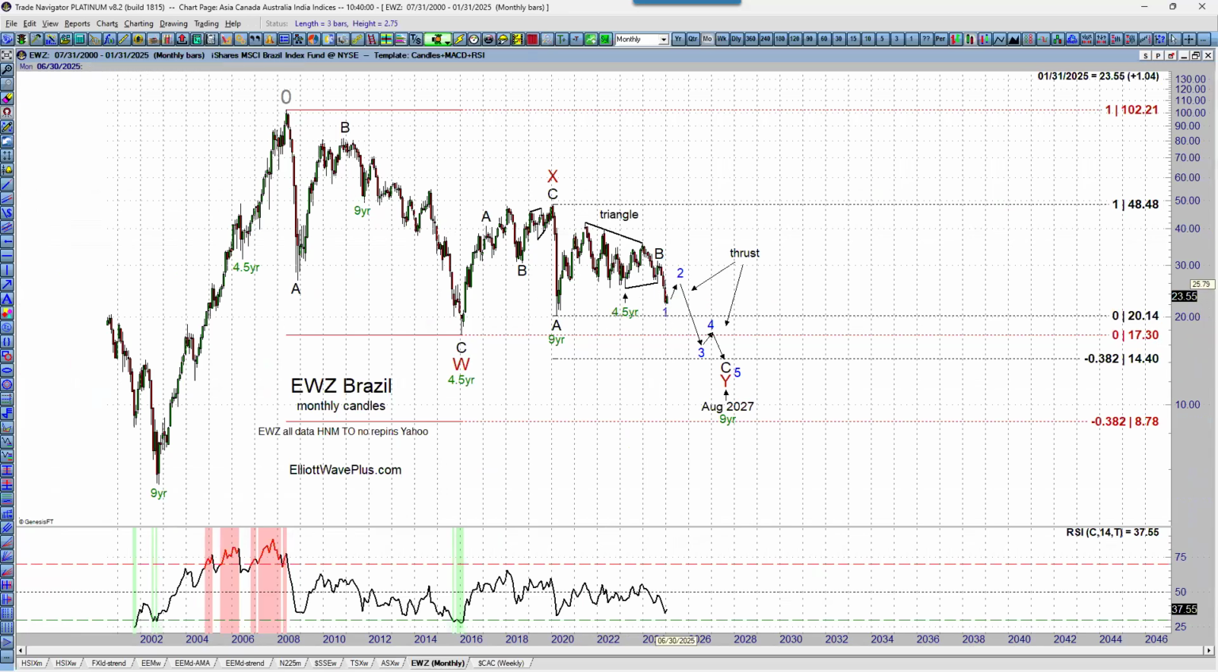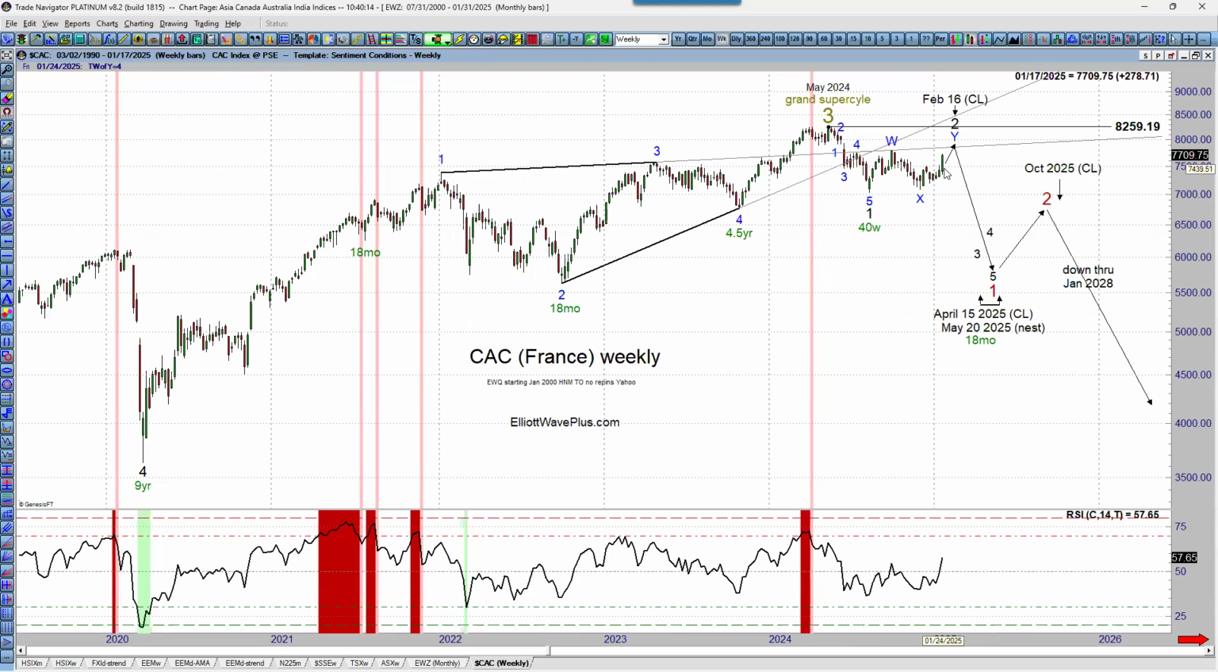Brazil looking for it to continue to bounce, but not very aggressively, before continuing this five-wave thrust down out of this pretty obvious triangle here. And the French stock market also blasted to the upside, theoretically on the lower inflation data, up through mid-February, before seeing the next leg down through the April-May timeframe.